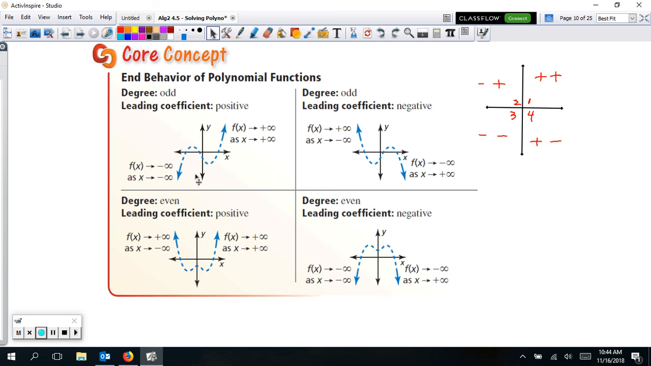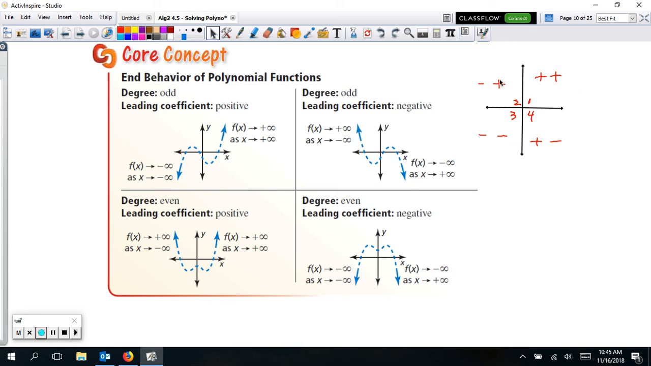But when it's odd, we know they're going to be pointing in different directions. Just look at the one on the right side here. If it's positive, it's going to point up, which means the left side will be pointing down. It'll be going down and then up. But if it's negative, then the one on the right side will be pointing down.